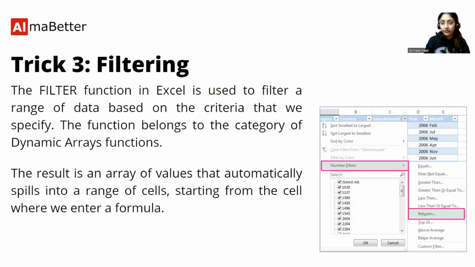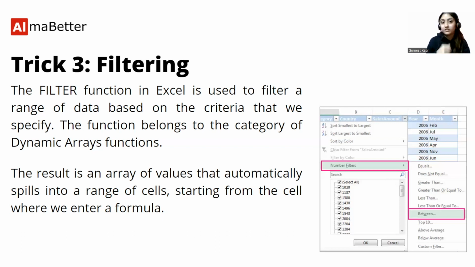Coming to our third trick, which is filtering. Filtering is the process of examining a data set according to a certain criteria, and the other rows with the values will be hidden. For example, if we have a data set of a student's mark sheet in a classroom, we can perform many filters like equals to, does not equal to, greater than or equal to, and less than or equal to. We can also retrieve top 10 values, below average, above average, and we can even customize our filter.